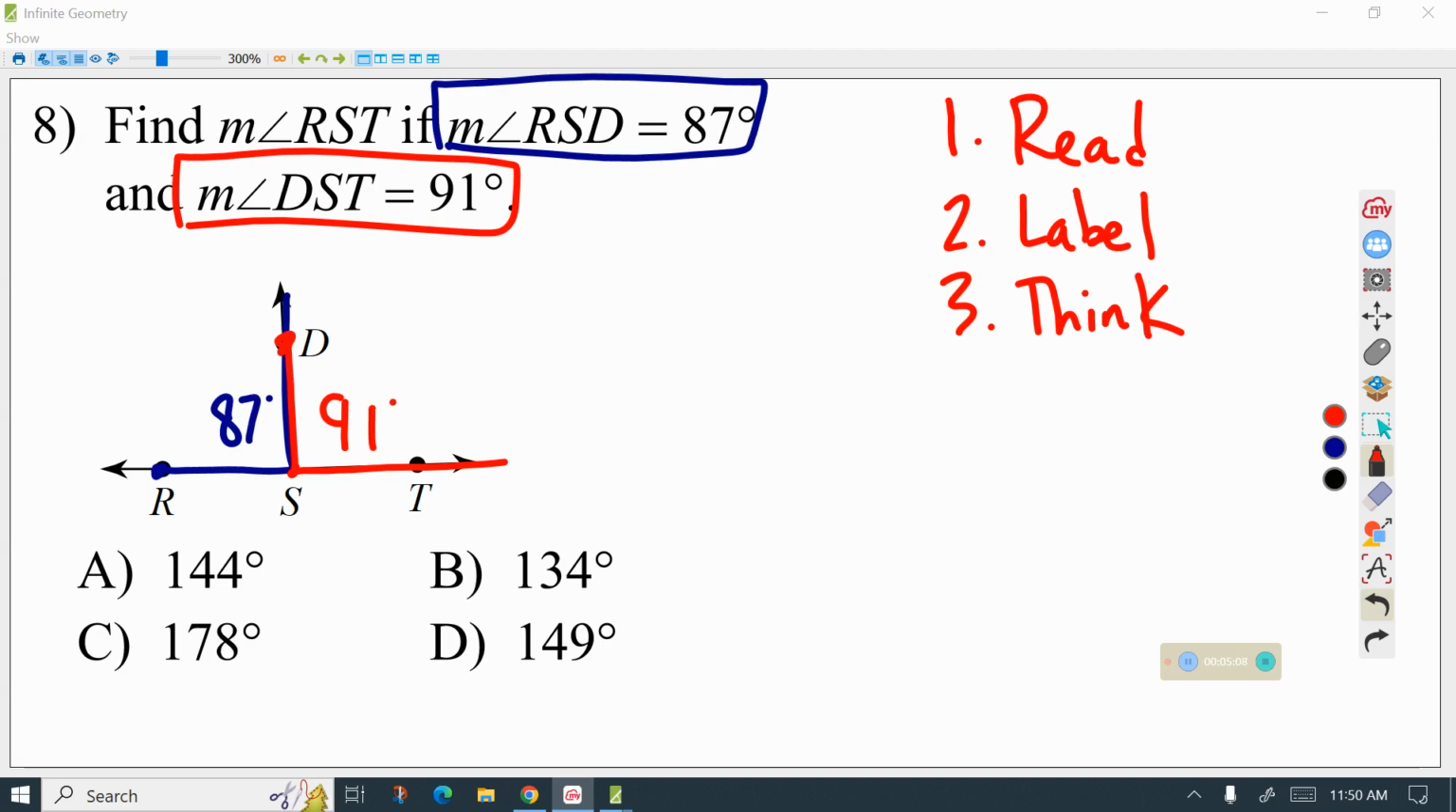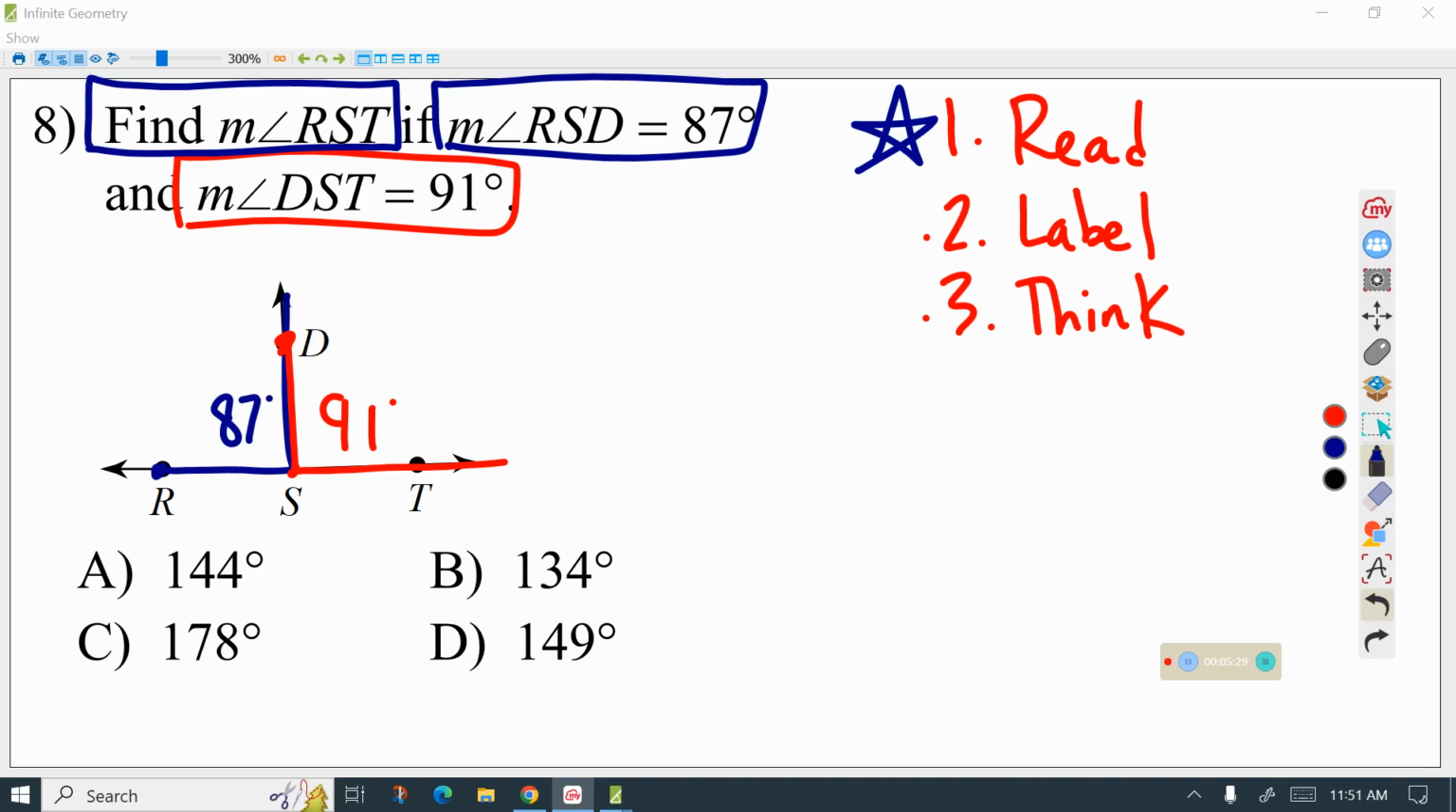Okay, so again, we read the problem. We put some things in there. We labeled it, so we're done with that, and now we got to think. Okay, well, if we forget to read it, we might not know what we're doing. Okay, and it tells us to find RST. So again, don't forget to read the problem at every step along the way. When you do little middle steps, sometimes you got to go back and read the problem again.